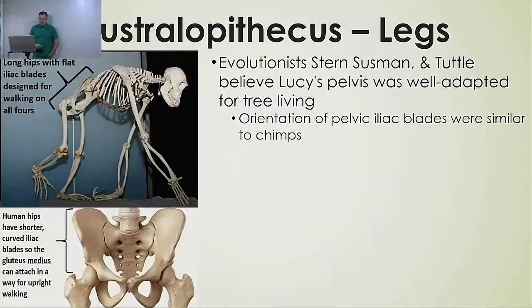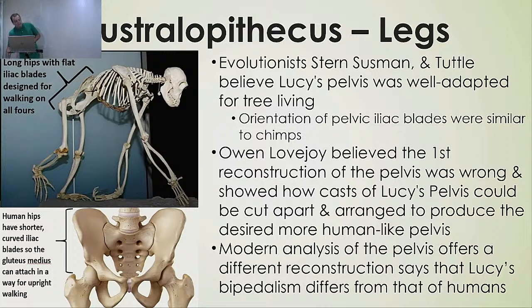The legs. Now, even evolutionists say that her pelvis was well adapted for tree living. Now, her orientation of the pelvis is argued over. This is because when they found it, it was fractured. Some evolutionists, like Stern, Sussman, and Tuttle, believe that it was ape-like. Owen Lovejoy, though, he actually did this on a documentary where you can see him making a plaster and then cutting it into pieces to fit it more human-like.